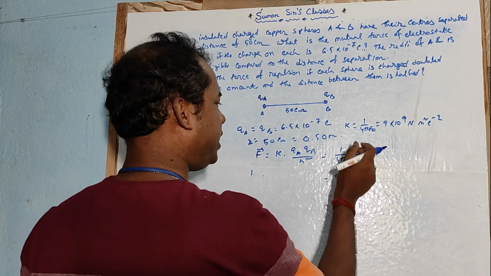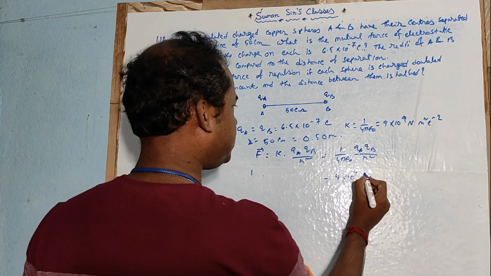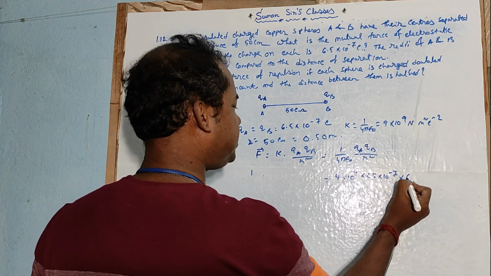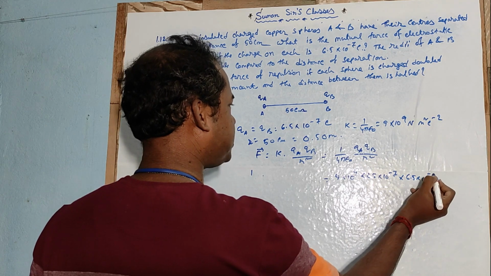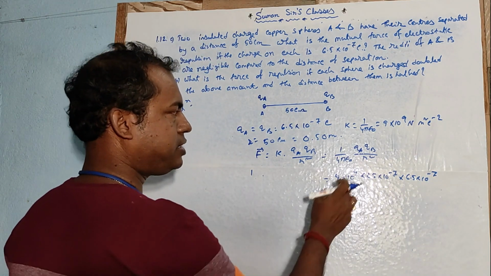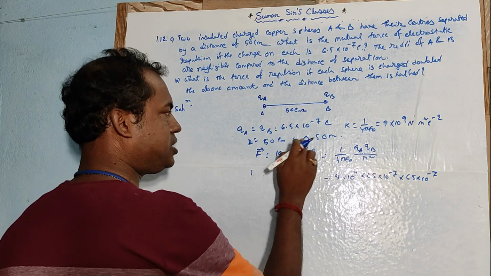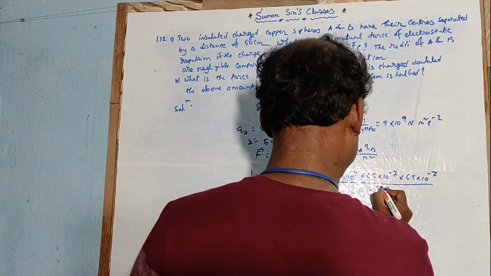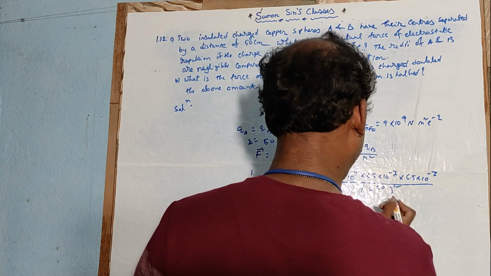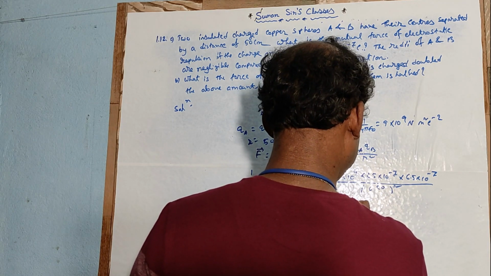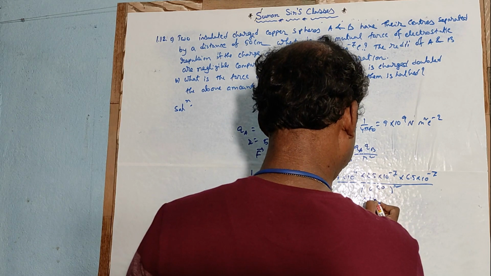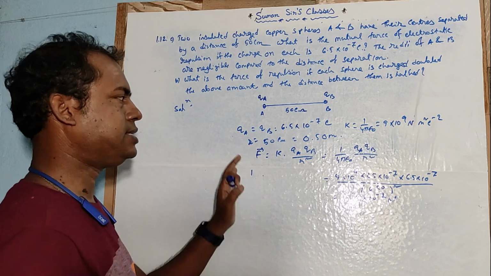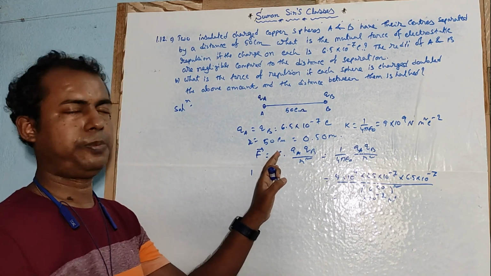The next one, QA into QB, is 6.5 into 10 to the power minus 7, and again 6.5 into 10 to the power minus 7, divided by R square. What is the value of R? It is 0.50, so we write 0.50 whole square. When we solve this, we get 1.5 into 10 to the power minus 2 Newton. In this way you can easily find it by knowing the value of K.